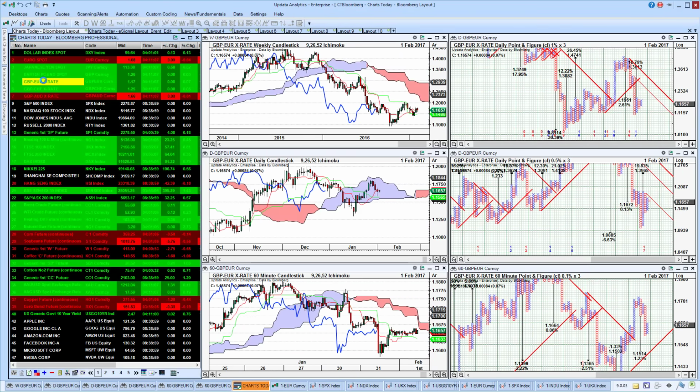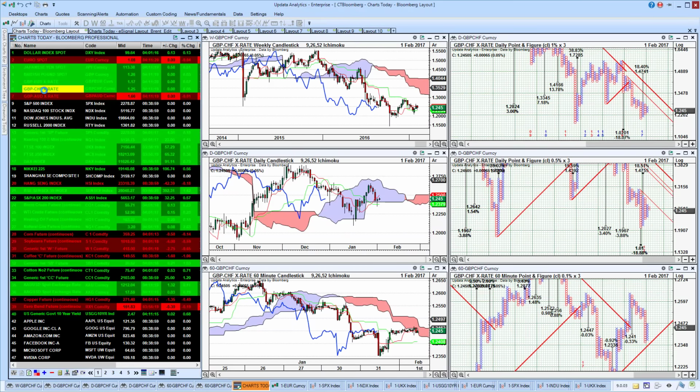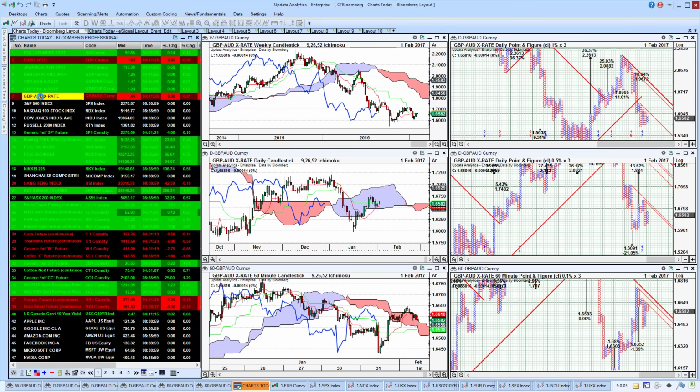And then if we look at the sterling euro rate, we see here that again that's just recovering as well. And here we see the Swiss rate. Again, sterling is just easing up as well. So at the moment, that's the theme. Against the Australian dollar, we're down very, very slightly, so no big changes there.